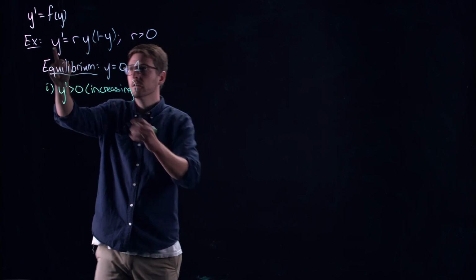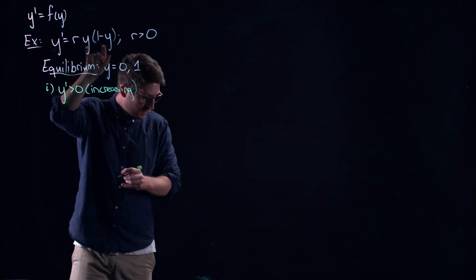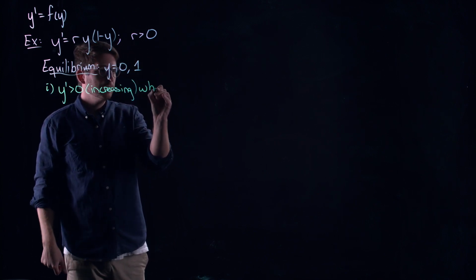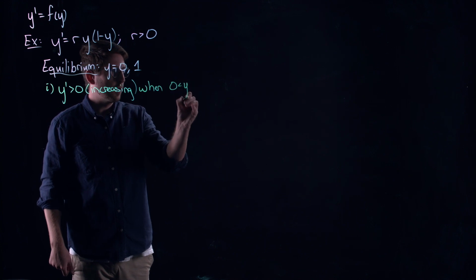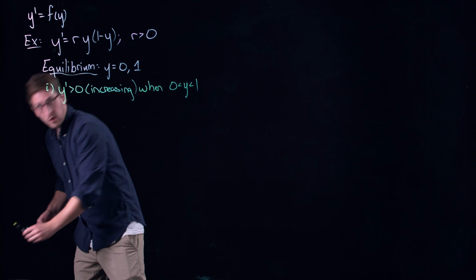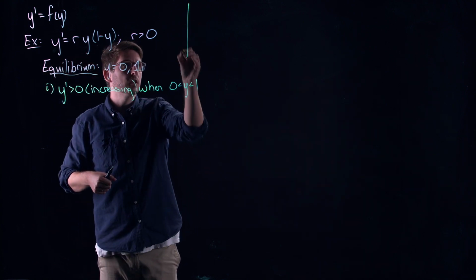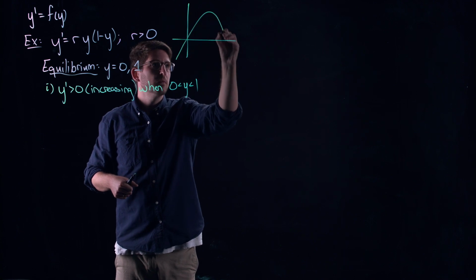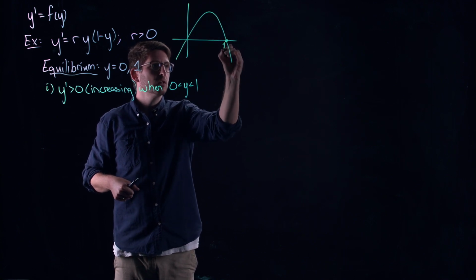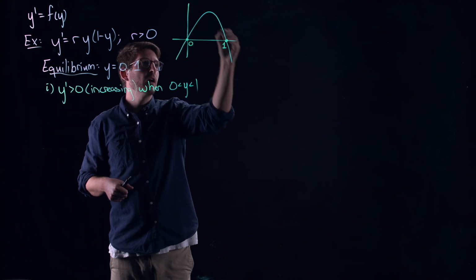Then when is this thing positive, right? When is my derivative positive? It's when this function on the right-hand side is positive, which is when 0 is less than y, which is less than 1. How did I get that? Well, no magic. All I did was just sketch out that function, right? That function is just a simple little one-hump function. It has two roots. Those are my equilibrium values. And so here's where I'm positive.